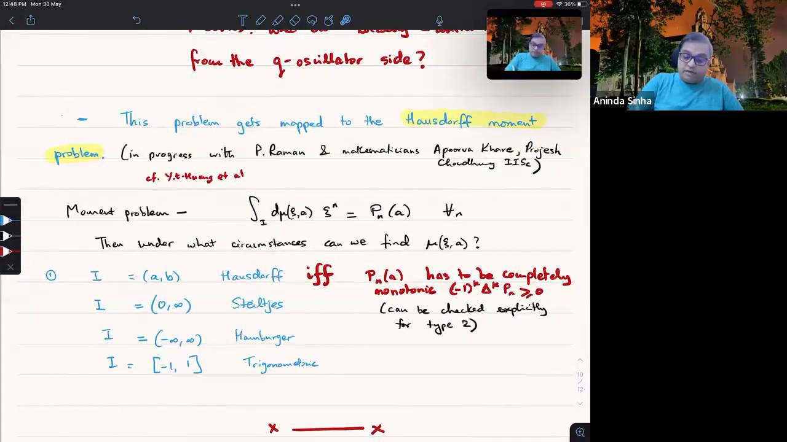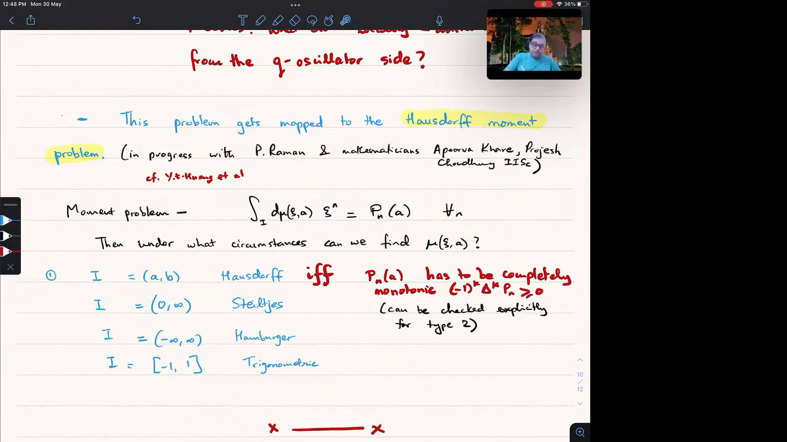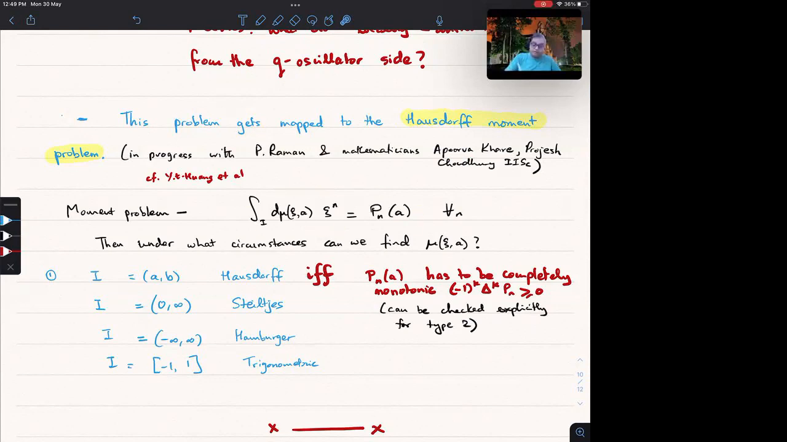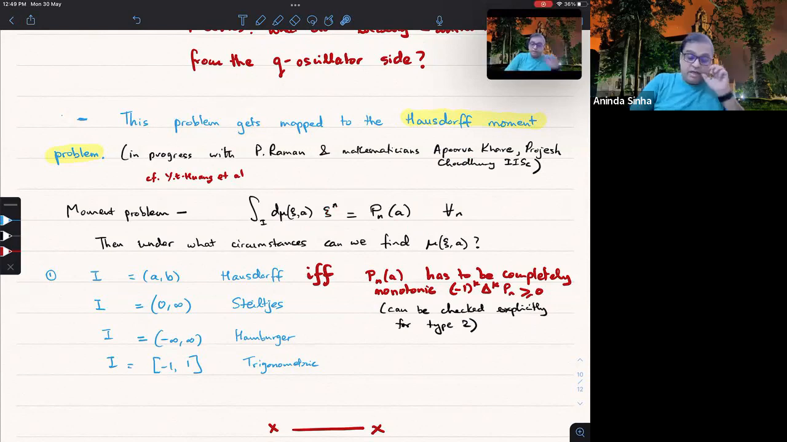So this is something that we are looking at with Prashant, and we are also talking to some mathematicians in IISc, Apurva Khare and his postdoc. And there has been a recent discussion about this in the fixed T context by Yutin Huang and collaborators. So this is a Hausdorff moment problem, because the Hausdorff moment problem says that suppose you're given this object, there's some probabilistic measure factor, and then you're taking the moments of these, and you're given the right-hand side for all n.